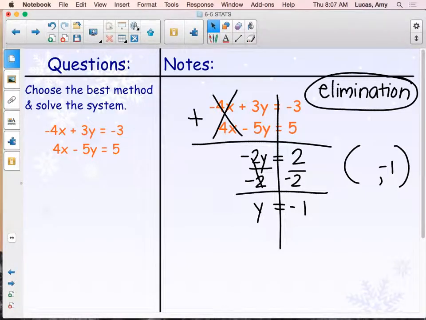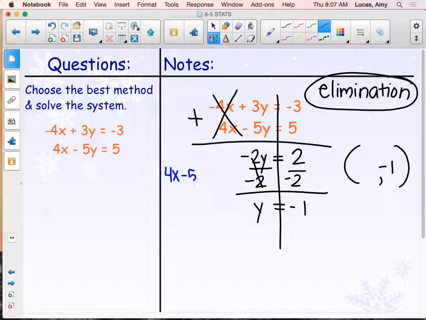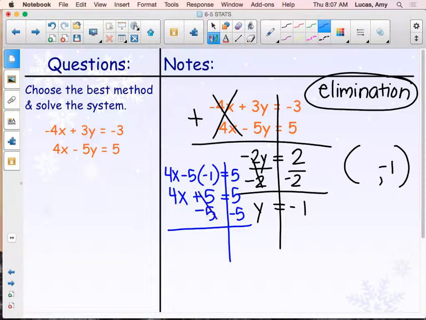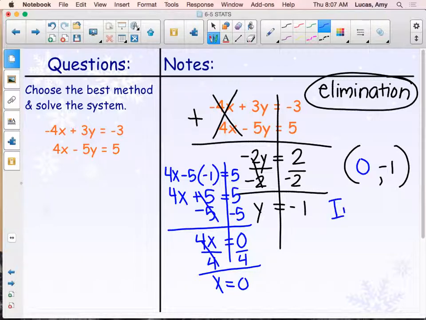Then I plug in that negative 1 for one of the y's in my original equations. So 4x minus 5 times negative 1 equals 5. -5 times -1 is +5. Subtract 5 on each side. So 4x equals 0, and divide by 4, x equals 0. So these are intersecting lines. There's one solution, and that solution is (0, -1).